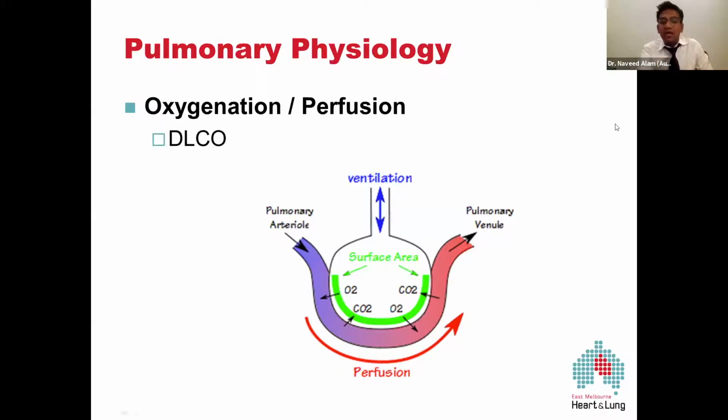And we can see that demonstrated here in our little schema. Basically, you've got deoxygenated blood coming in from the pulmonary arterial side. It's in contact with the surface area of the lung, the alveolar surface area. Oxygen goes in, carbon dioxide comes out, and we have that oxygenated blood. So this is a function of how good the lung surface is at transmitting oxygen and carbon dioxide across that blood-air barrier.